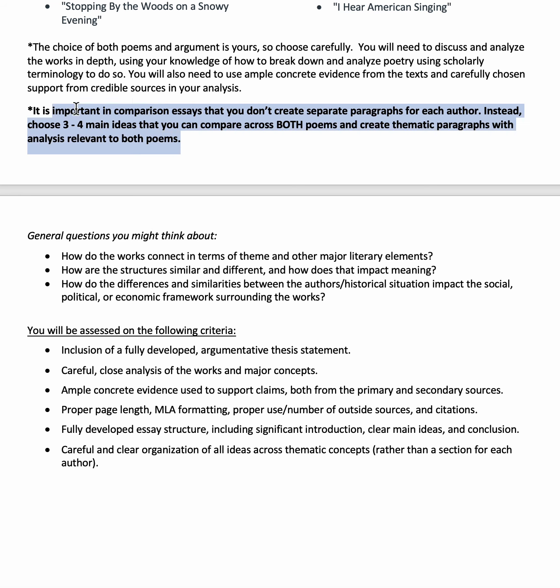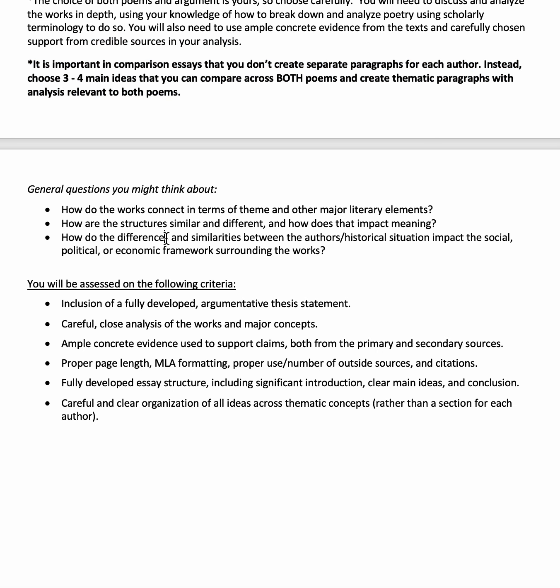Things to think about: how the works connect in terms of the theme or other major literary elements. How are the structures similar and different, and how does that impact the meaning? How do the differences and similarities between the authors and or the historical situation impact the framework surrounding the work? It could be the social concepts, the political concepts, the economic concepts surrounding the works.